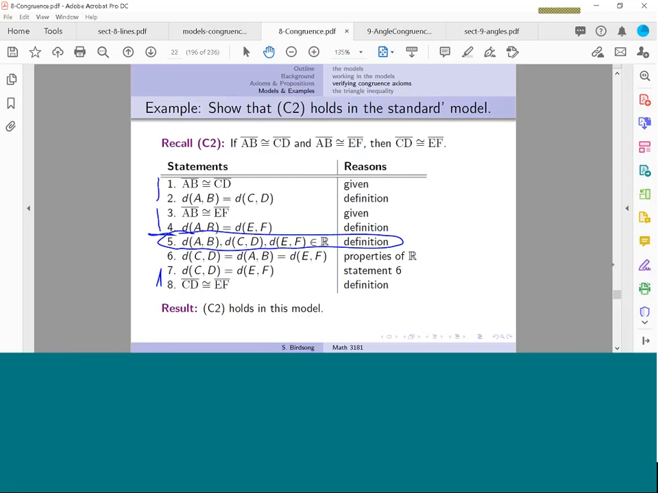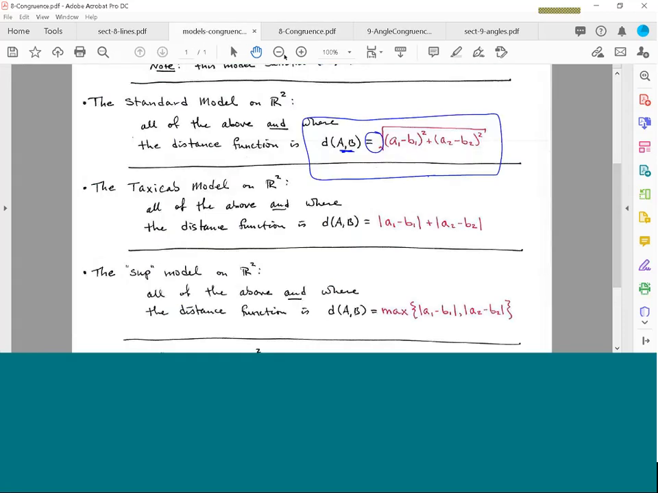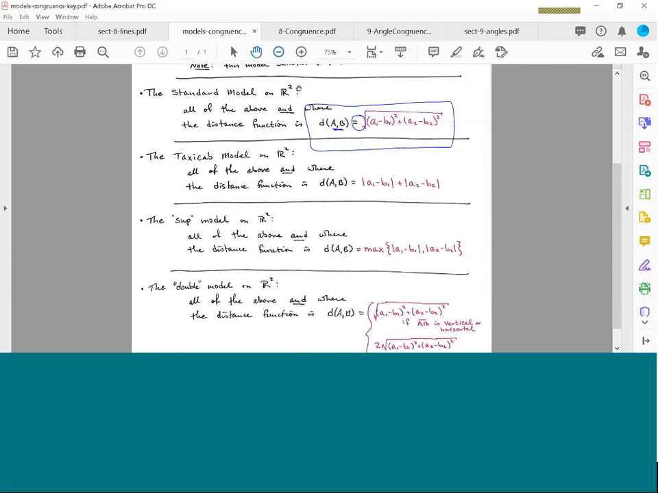So if your distance function always gives back real numbers, you can use this exact same proof, these exact same reasons, in any model where your distance function gives back a real number answer. Let's look at our 4 models. We've got our standard model right here. We already said the standard model gave back a real number answer all the time. In fact, a positive real number answer.